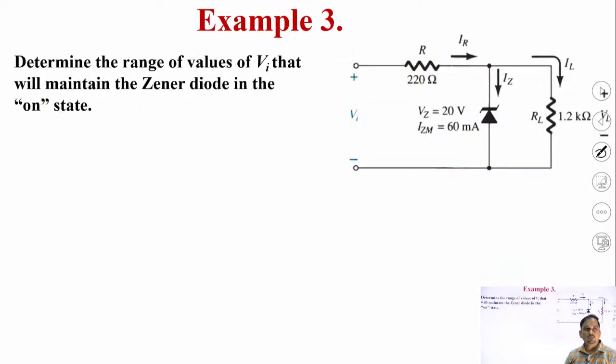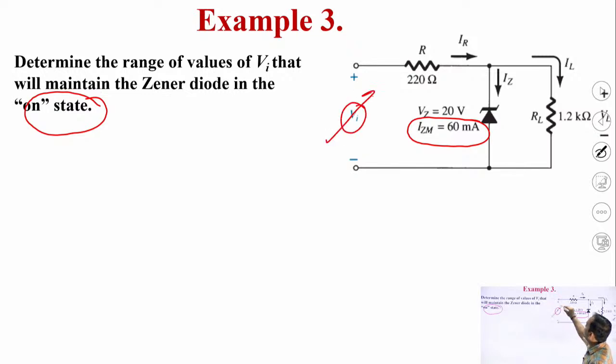So we have example 3 here. Determine the range of values of input voltage that will maintain the Zener diode in the on state. This is a primary condition. It should be given that the Zener diode is in the on state. Also, what is given in the numerical is that the maximum Zener current is 60 milliampere. If this value is also not known, we are not able to find out the range for input. So we are going to calculate the satisfactory range for input voltage where the circuit is working as a voltage regulator.